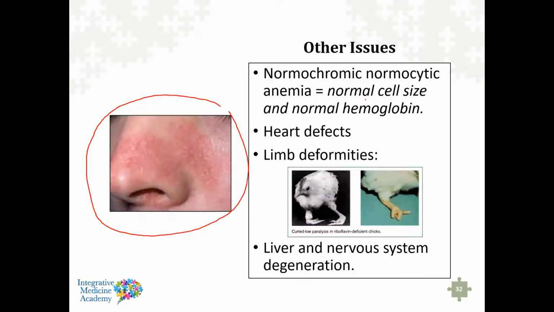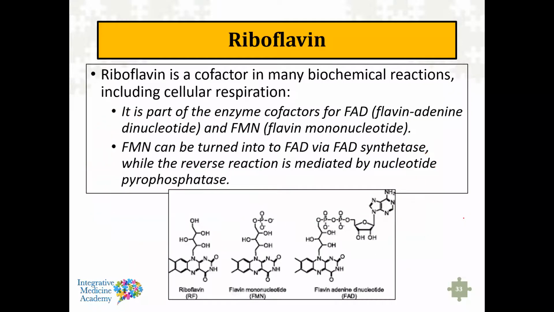So your hemoglobin levels are normal and the red blood cells are normal in size, as opposed to, let's say, B12 deficiency, where you get what's called megaloblastic anemia with a very large cell size. In severe cases, heart problems, limb deformities. This is actually a concern in animals, so livestock, for example, chickens. This is just a couple examples of riboflavin-deficient chicks. And then very severe problems can lead to liver and nervous system degeneration.